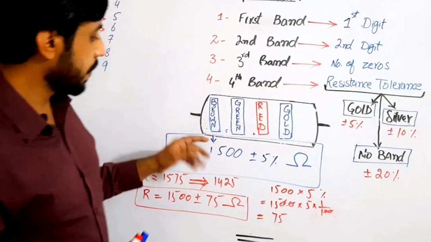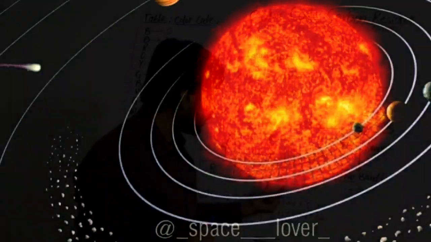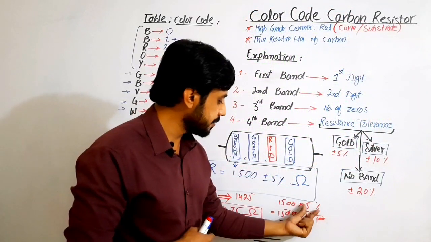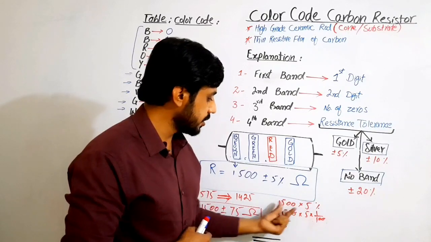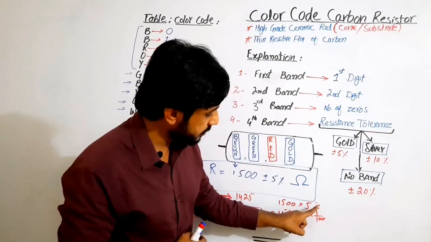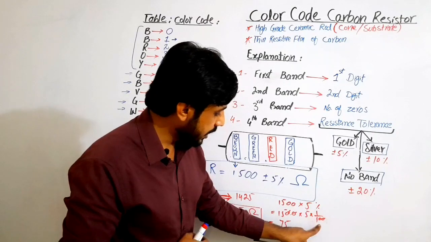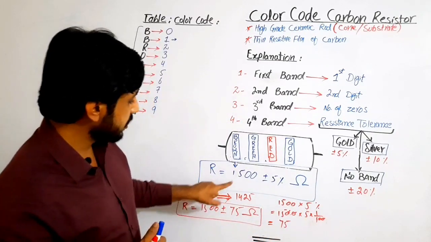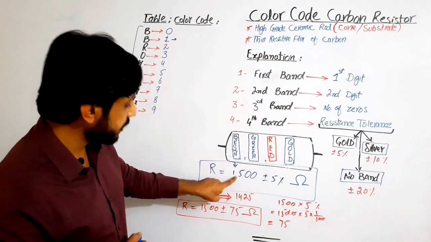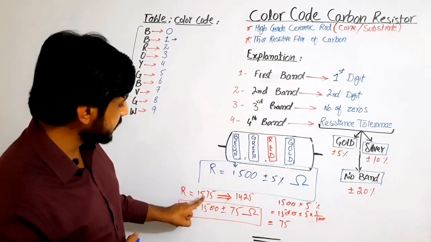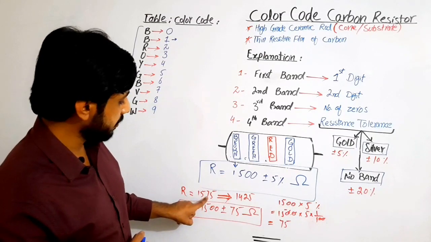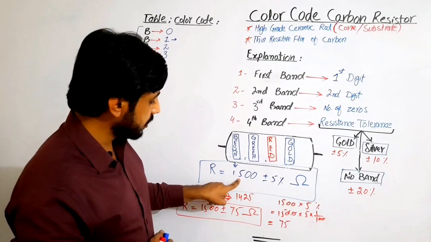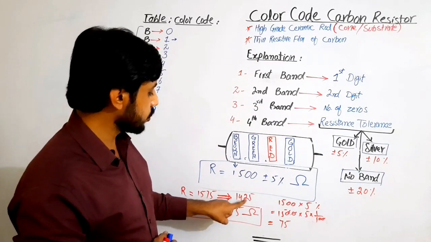Now we convert this percentage into a number. You can find 5% of 1500 by multiplying 5% with 1500, and you know the value of percentage is 1 over 100. We solve it and it becomes 75. It means if we add 75 to 1500, it becomes 1575, and if we subtract 75 from 1500, it becomes 1425.